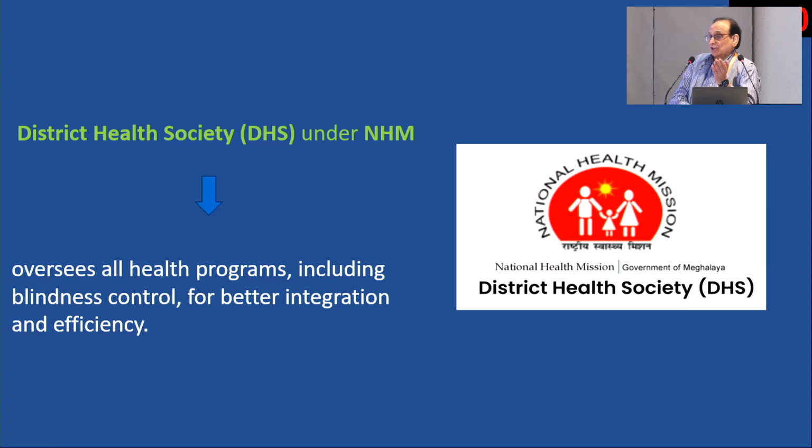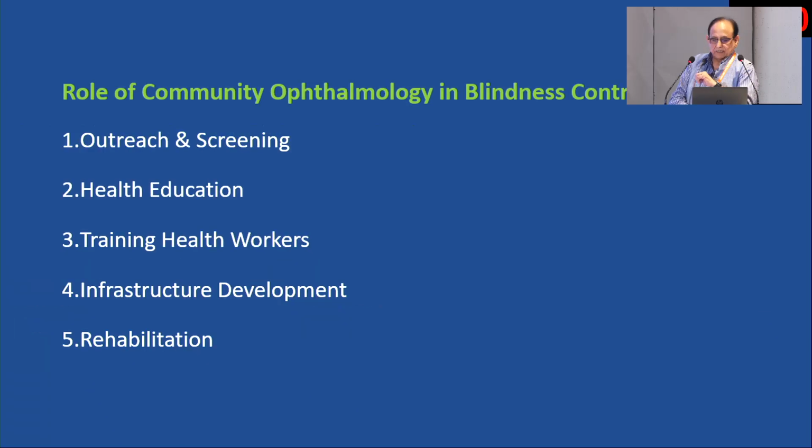Then it was included along with other programs, and it was renamed as District Health Society. Instead of only focusing on blindness, certain other diseases were included. At the district level, the civil surgeon was empowered to make a society, that is a District Health Society. Now what we have been doing has been discussed, I am not going to repeat it: outreach, screening camps, health education, and training of health workers were equally important.